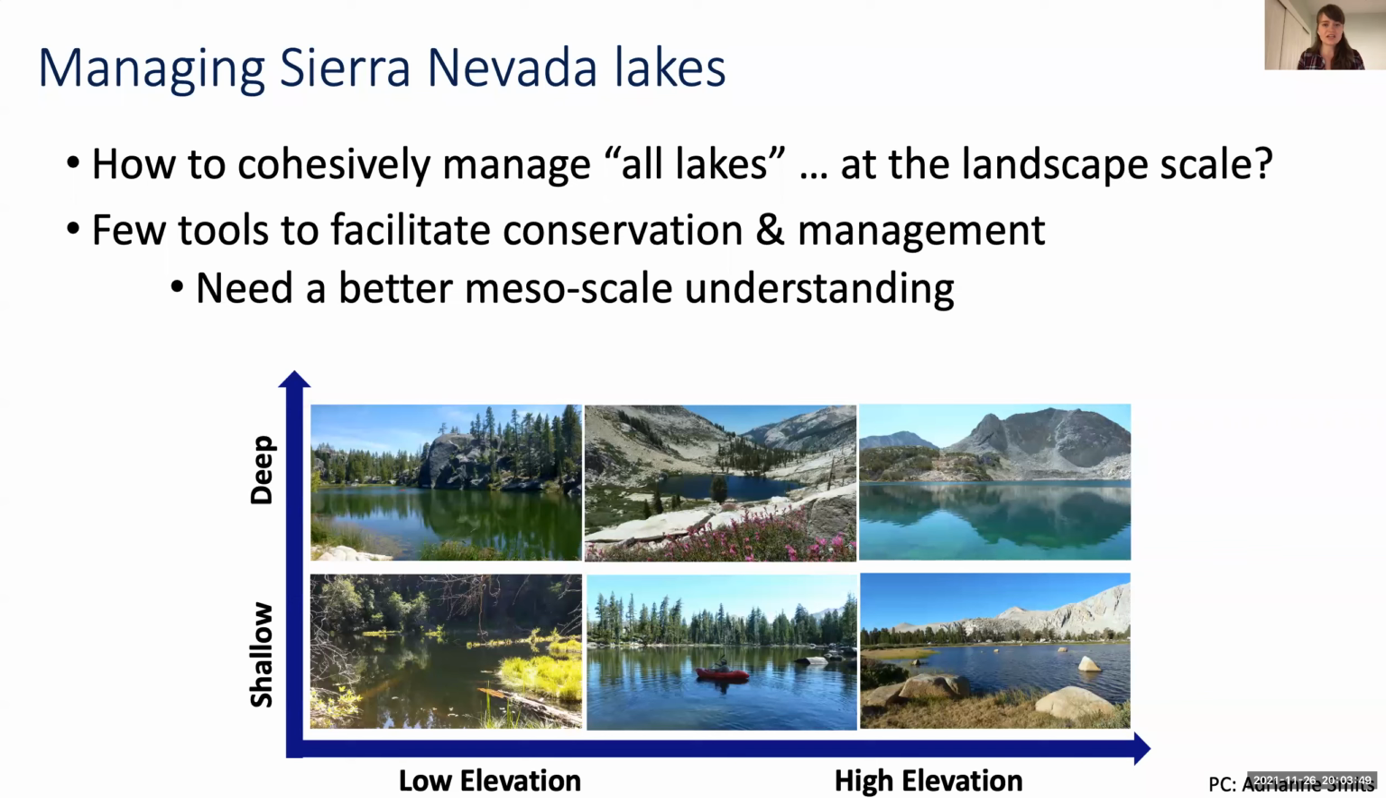So our biggest challenge then is how to cohesively manage all the lakes at a landscape scale in a mountain range, for example. Currently, we have a few tools to facilitate conservation and management, but we know they're sensitive to climate change and snowmelt dynamics especially. We know that they have a unique ecology, but we're still at ground zero as to being able to provide good tools to facilitate management of some of the problems that we talked about today, which is why we need to focus on improving our understanding at the mesoscale, the mountain range scale. And that's what I'm hoping to contribute to with my research.